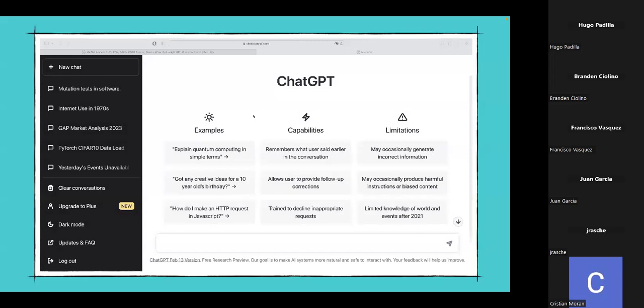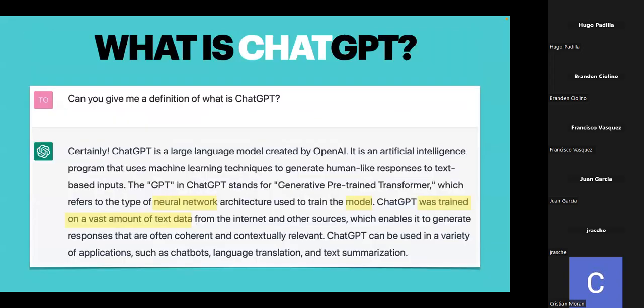And well, ChatGPT is great, but what is ChatGPT? So this is the answer ChatGPT gave me yesterday, and we can see it is a neural network model trained on a vast, large, huge data set. And the next question, how large is the data set?